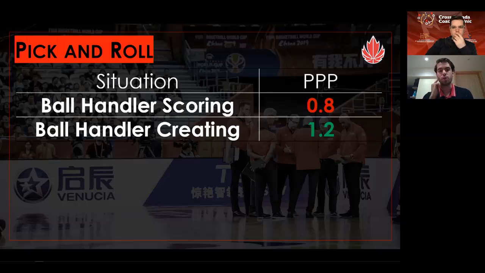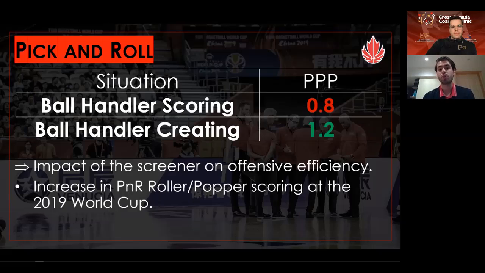And really what I'm going to drill down even deeper in this analysis is how that looks like with the roll man. And in the video review that we've done and looking at the numbers, having a big man that has the ability to roll to the rim or pop and stretch the defense is crucial to having an efficient offense, most particularly in this most recent 2019 FIBA World Cup. So how does the screener impact offensive efficiency? We'll talk a little bit.